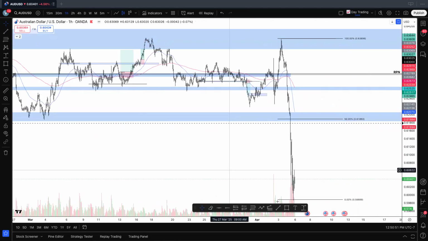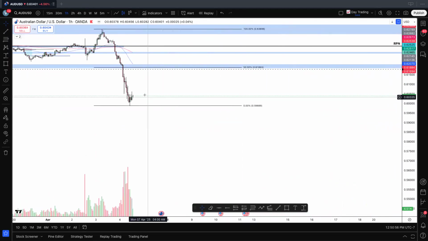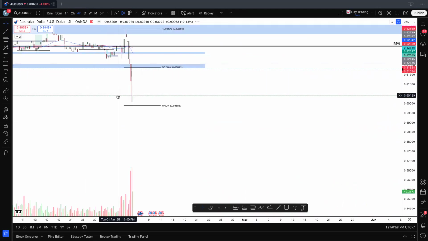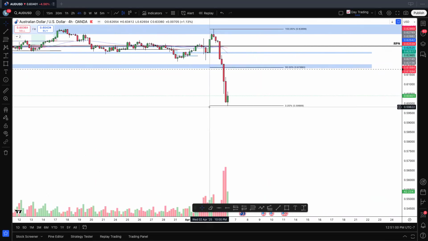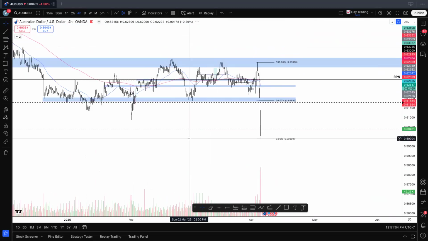Let's see how it goes. There's a very high possibility price could just continue going down, but I'm not interested in that because there is just no trade. I mean, that's just gambling. I like to take my trades with the best odds.